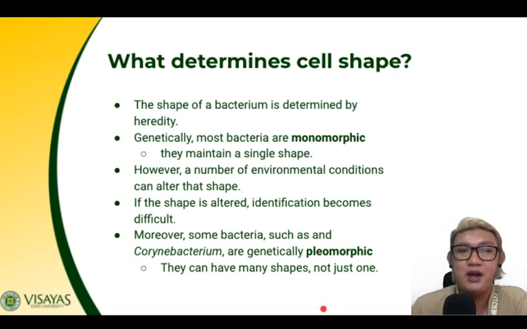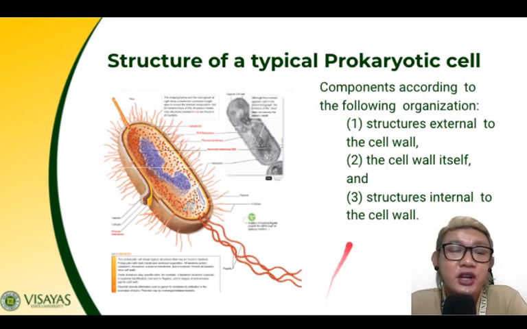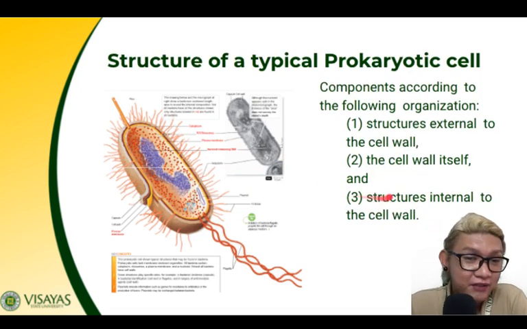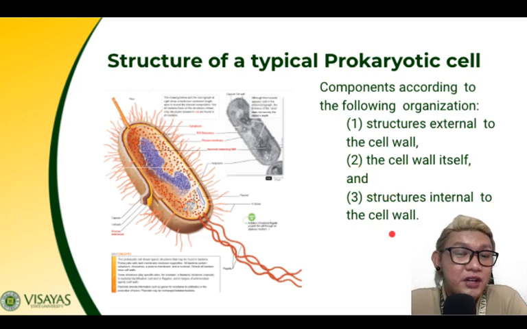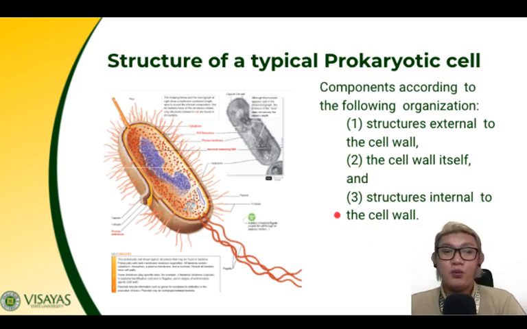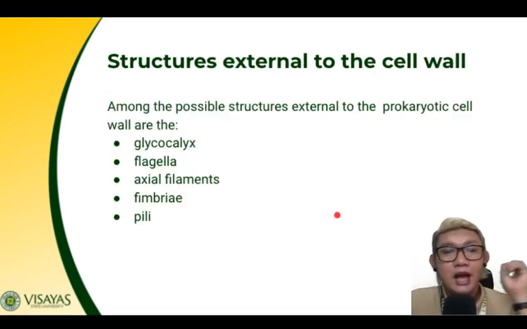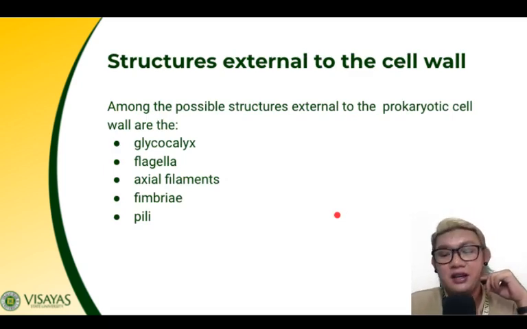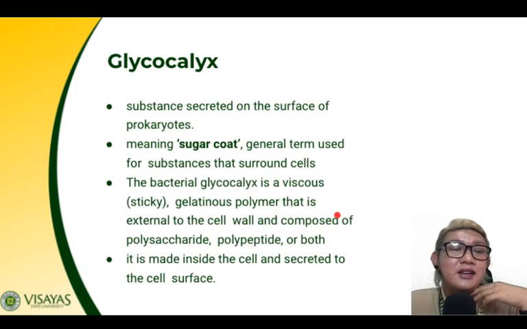Now, the components of a typical prokaryotic cell are organized into the following: those structures that are found external to the cell wall of bacteria, the cell wall itself, and the structures that are found internal to the cell wall. Among the possible structures found external to the prokaryotic cell wall are the glycocalyx, flagella, axial filaments, fimbriae, and pili.